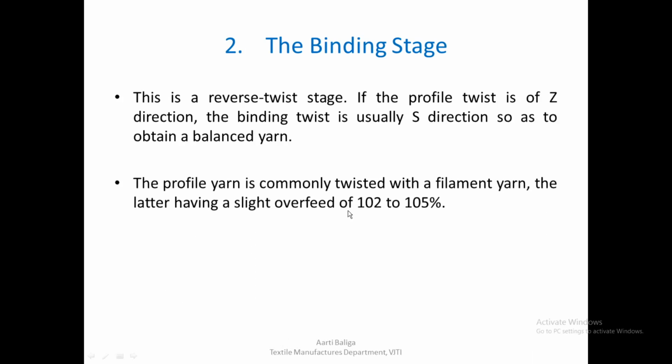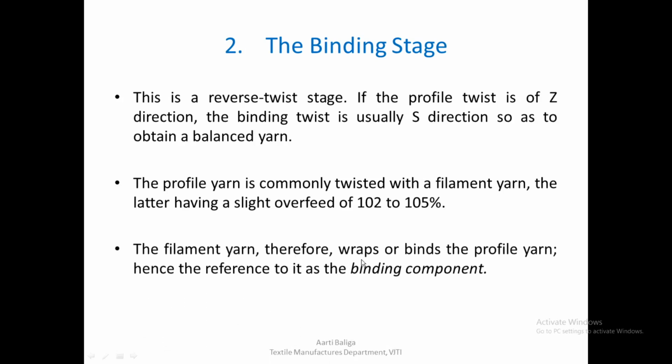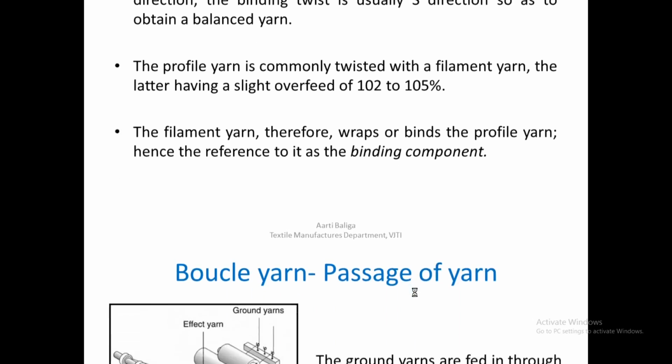So the profile yarn is commonly twisted with a filament yarn, the latter having a slight overfeed of 102 to 105%. The filament yarn therefore wraps or binds the profile yarn, hence the reference to it as a binding component. Because it binds, it is called a binding component in the structure.